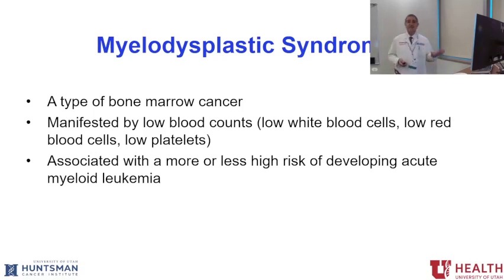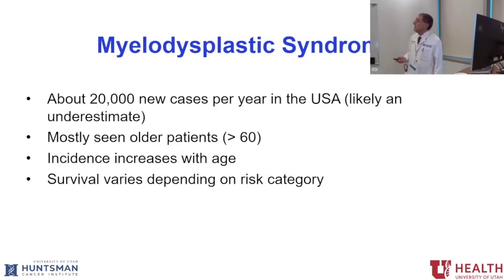And so the manifestations of myelodysplastic syndrome are mainly low blood counts with a more or less high risk of developing acute myeloid leukemia. And it's a disease that is seen mainly in older patients. As we grow older, we are more and more likely to develop this condition, and it's mostly seen in patients who are older than 60.